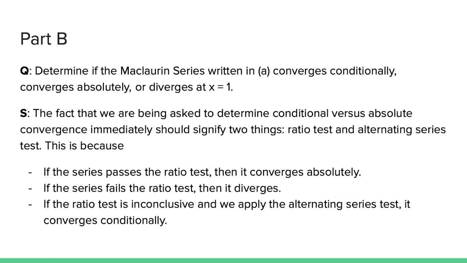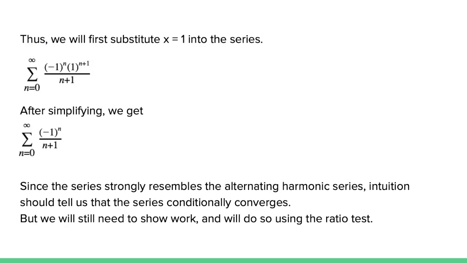So moving on. If the series passes the ratio test, then it converges absolutely. If it fails the ratio test, then it diverges. If the ratio test is inconclusive, then we'll have to apply the alternating series test, and then we would know that it converges conditionally. We're given x equals 1, so we just immediately substitute that into our series.